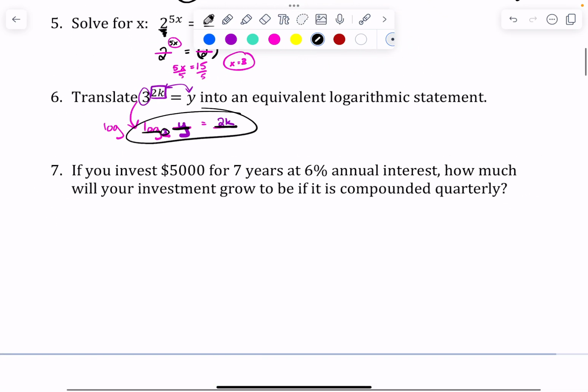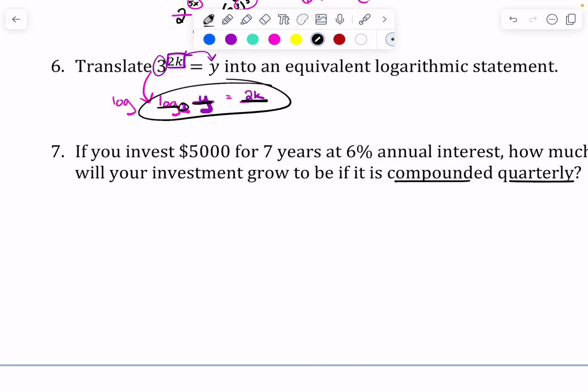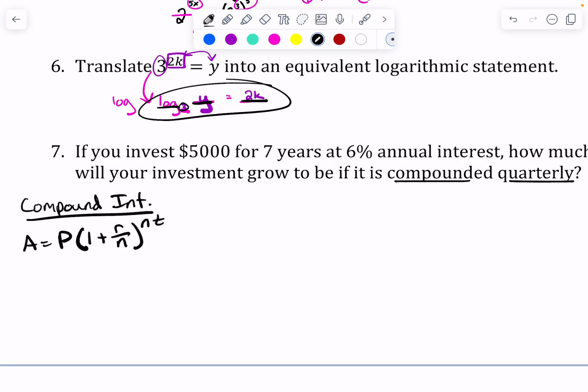All right, 7. We need an equation, and this is compounded quarterly. So I need the equation for compound interest. I'll write that down. Compound interest, and here it is. It is A equals P, I hope I get this right, (1 plus r over n) to the nt power, okay?